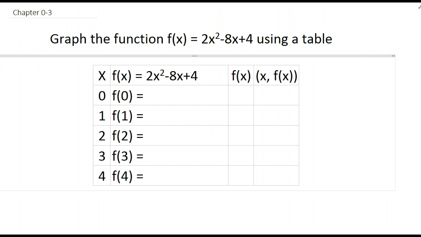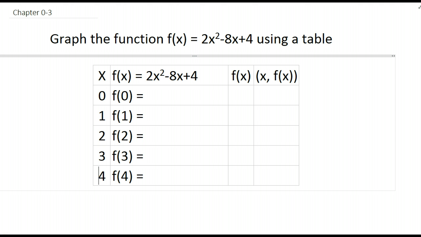This is lesson 0-3, page 9 of the pre-calculus textbook. This lesson is on quadratic functions and equations. We are going to graph quadratic functions. In a quadratic function, the graph is a parabola, either a valley-looking graph or a mountain-looking graph. So the first thing we're going to do is graph the quadratic function using a table.